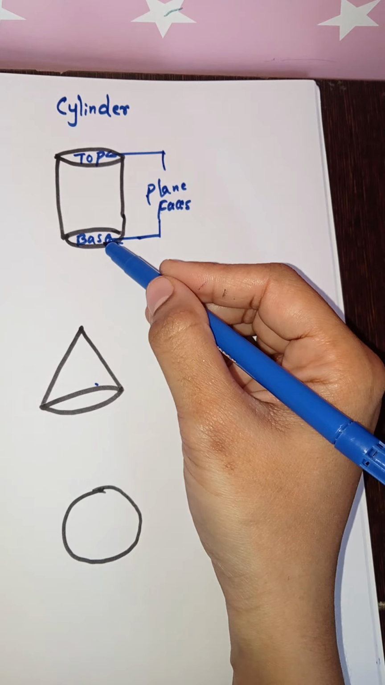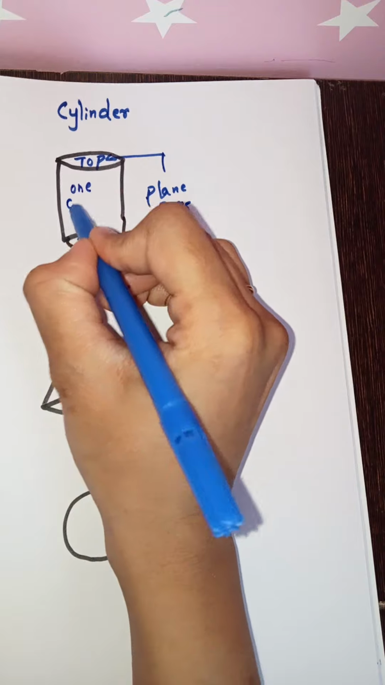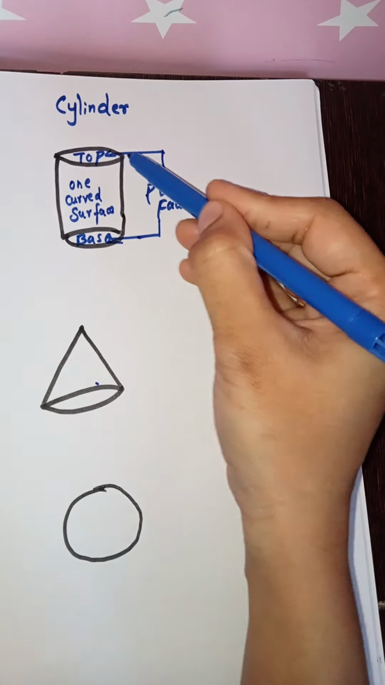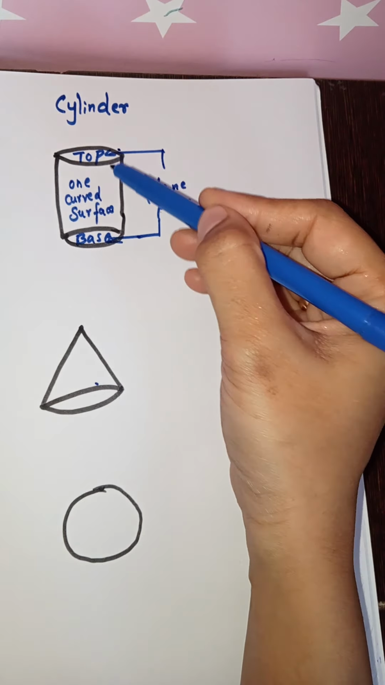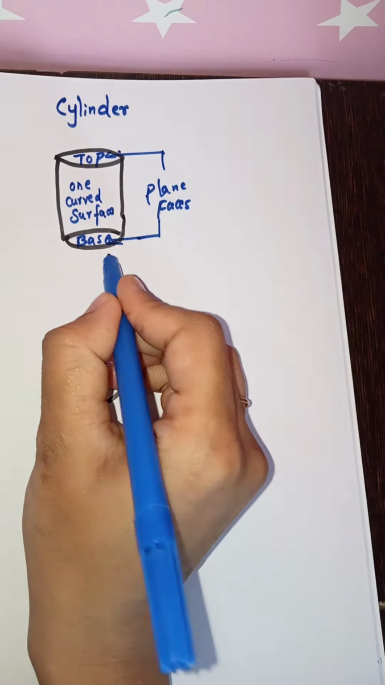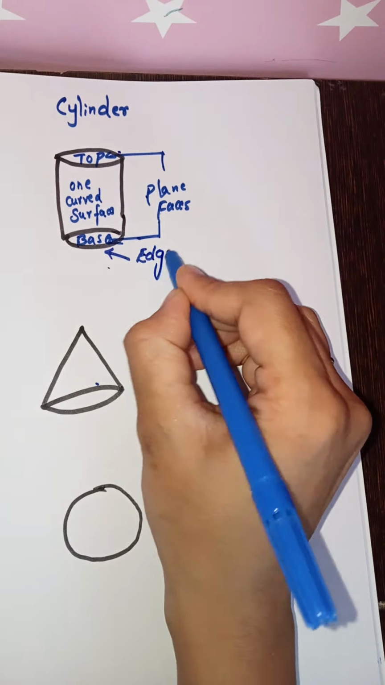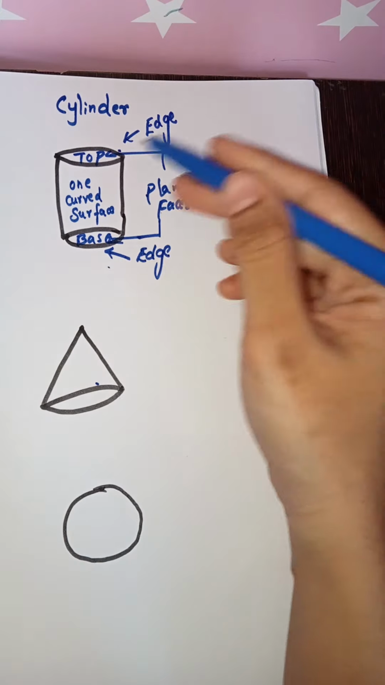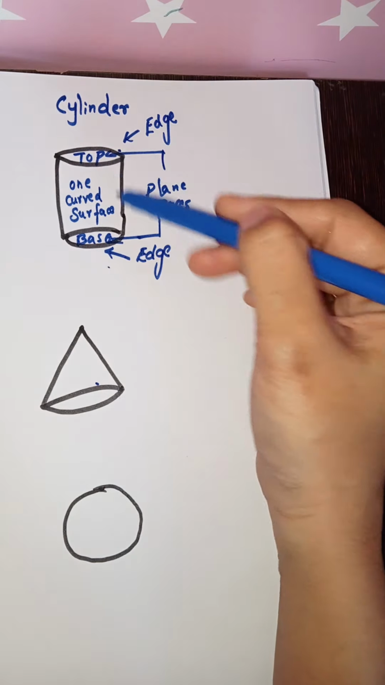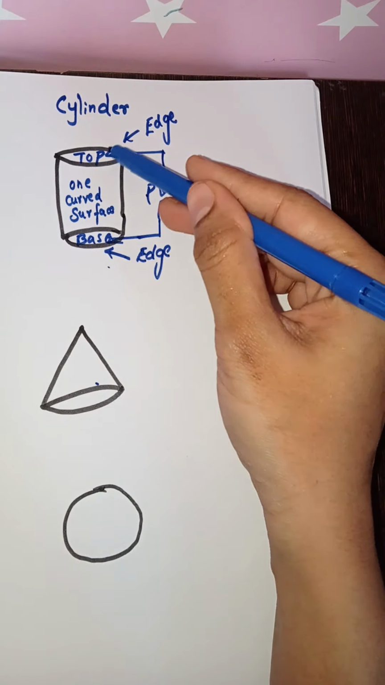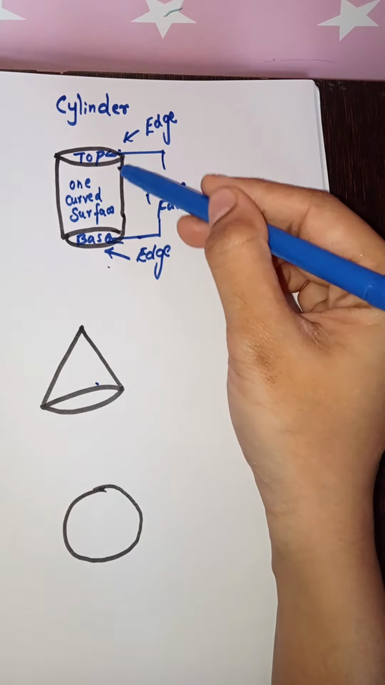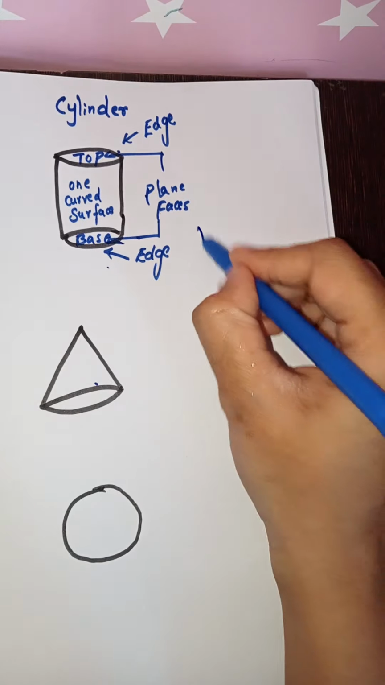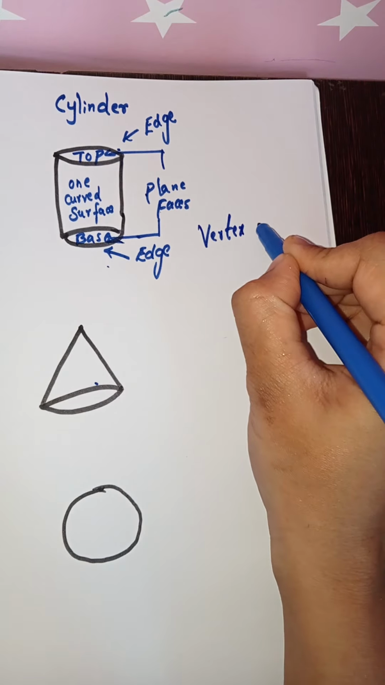It has only one curved surface. See, this is one curved surface. It has 2 curved edges, here at the top and here at the base. You can write here: edge, here edge. So a cylinder has two plane faces, one at the top and one at the base, and one curved surface. It has two curved edges where the curved face meets its plane faces. See how it's meeting, right? And it has no vertex or corner.